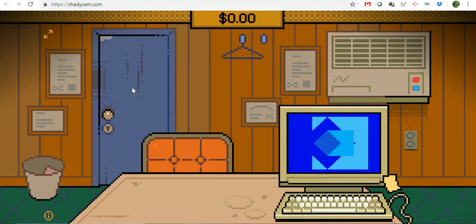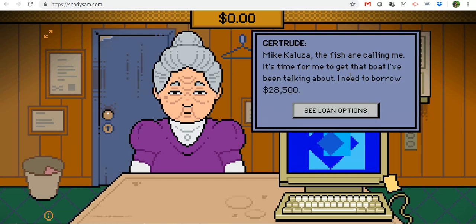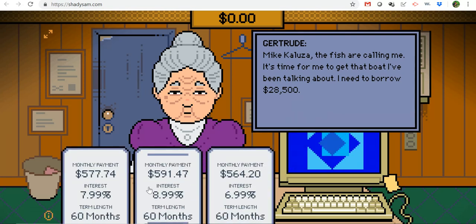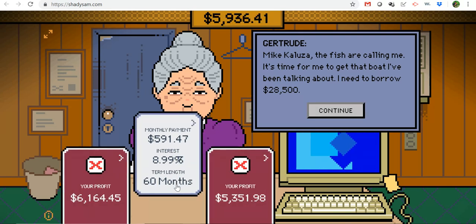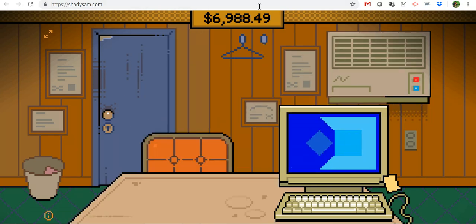You'll see a knock at the door. Click on the knock at the door, and everybody's going to get different scenarios. It says the fish are calling me, it's time, I need to borrow $28,500. So I click on the loan options. This one should be fairly straightforward. If it's over 60 months, all are the same. This one has a higher interest rate and a higher monthly payment. This one will obviously make you the most money. You click on that. If you flip the card, hit that arrow, you'll see this one was the best choice. Click on continue, your profit goes up.